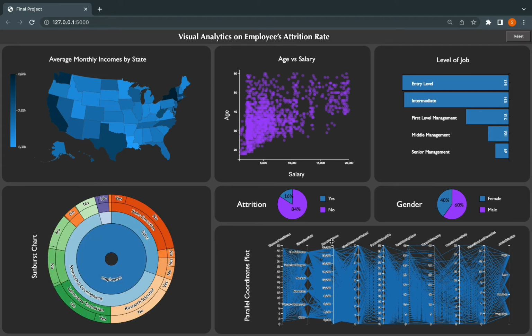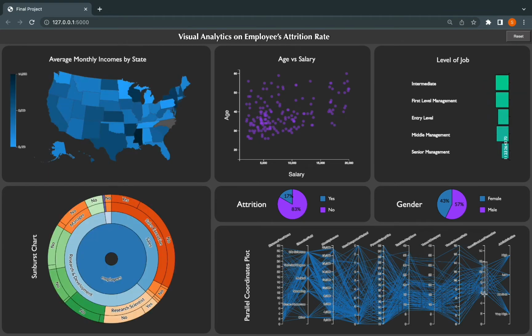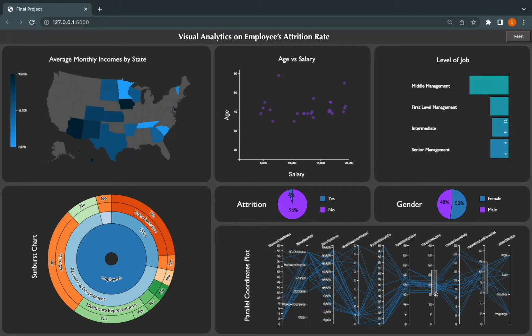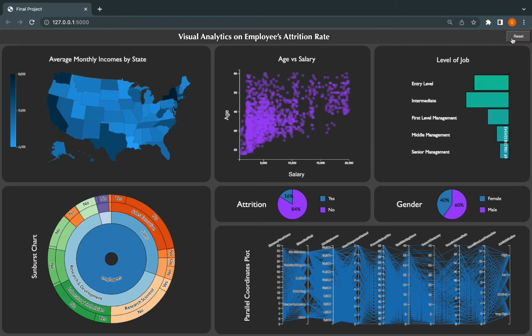Coming to the PCP plot, these are the important attributes we are using to analyze the data. For example, we can brush over it to filter the values, and you can reset it using the reset button.